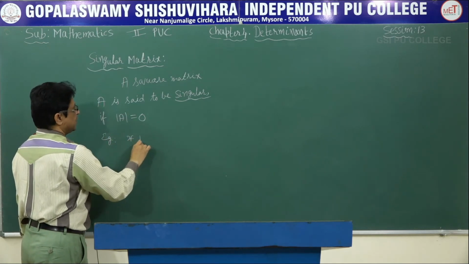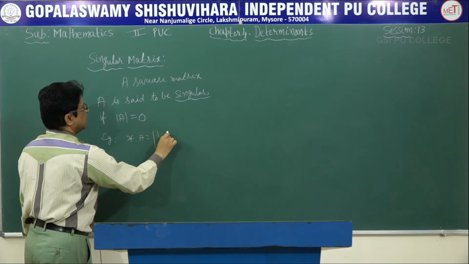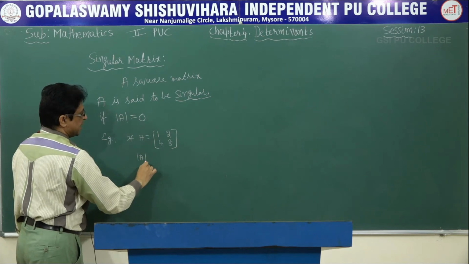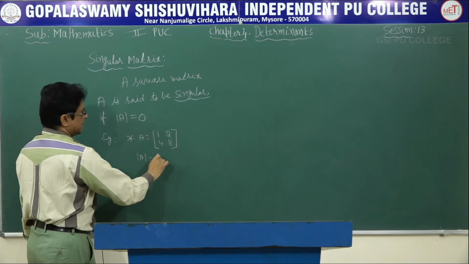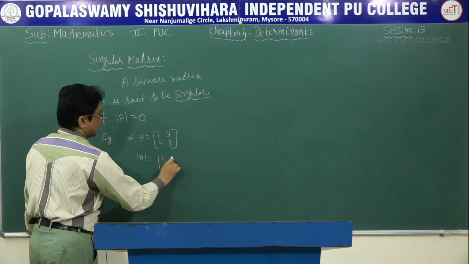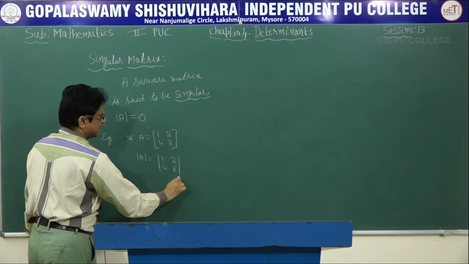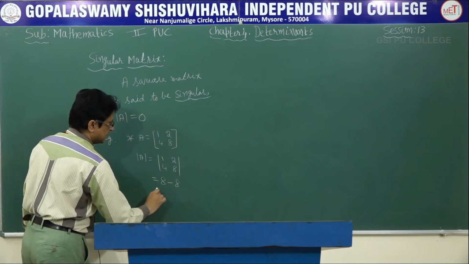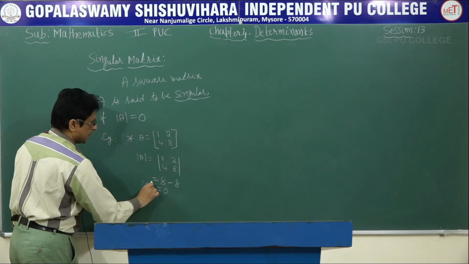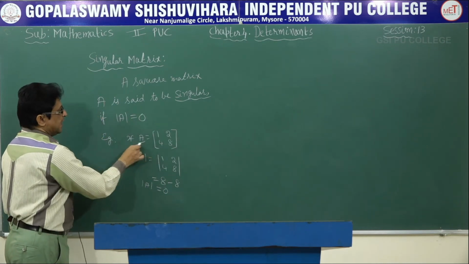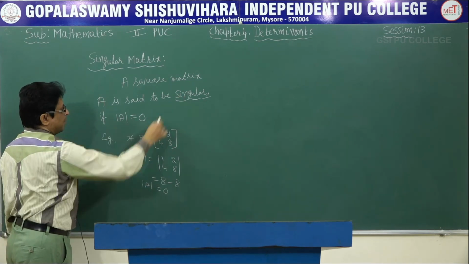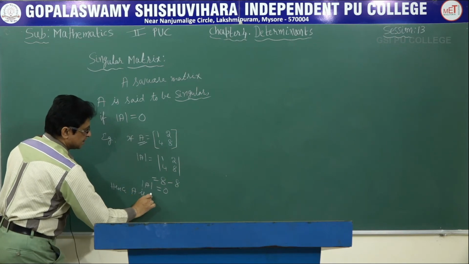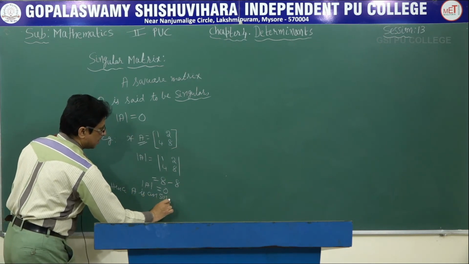Example, if A equals 1, 2, 4, 8. Let us take the determinant of the given matrix. That is, determinant A is equal to determinant 1, 2, 4, 8. That will be equal to 8 ones are 8, minus 4 twos are 8, which is equal to 0. That means A is a singular matrix. Hence, A is a singular matrix.